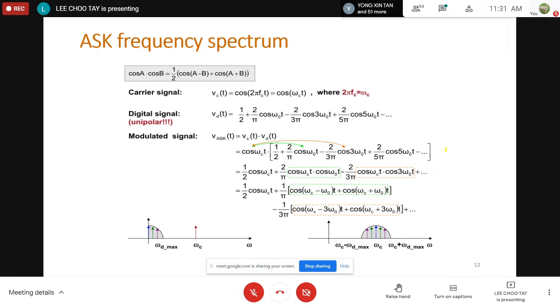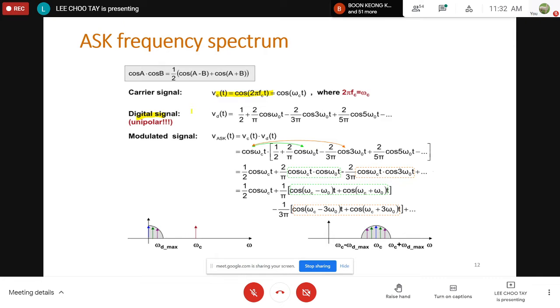Okay, so this slide basically shows you a bit of the mathematical analysis of the ASK frequency spectrum. All right, let's say now we are using a carrier signal, which is a cosine signal of frequency Fc or omega c. And then we are using a unipolar signal to represent our digital signal. Unipolar meaning this is a rectangular wave, which is on-off keying with non-return to 0. Yeah, so we only have a positive side.